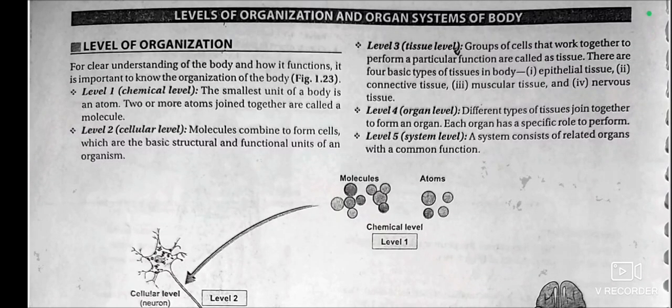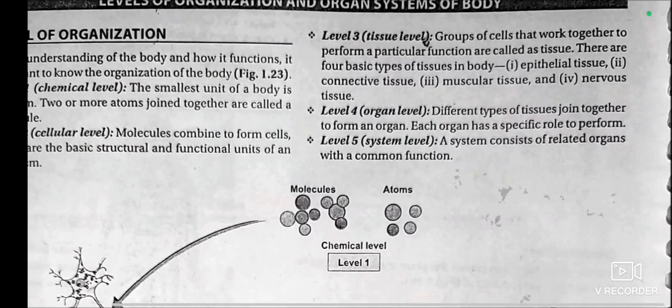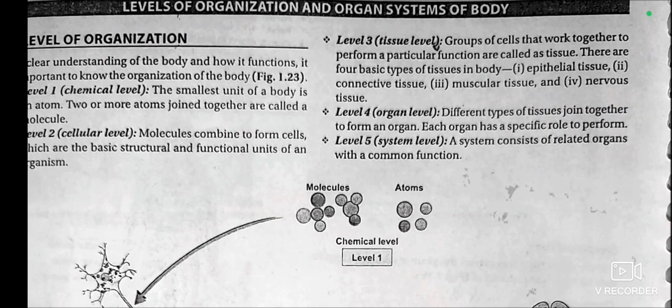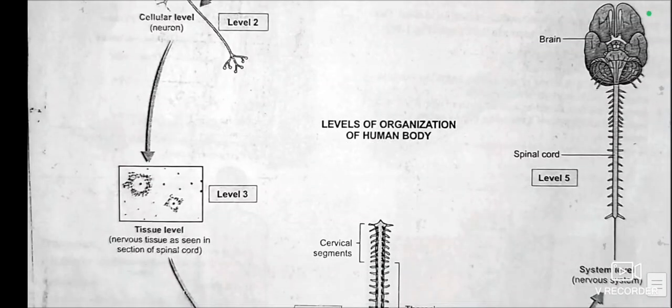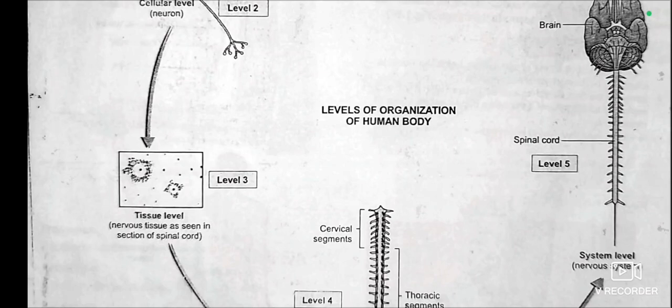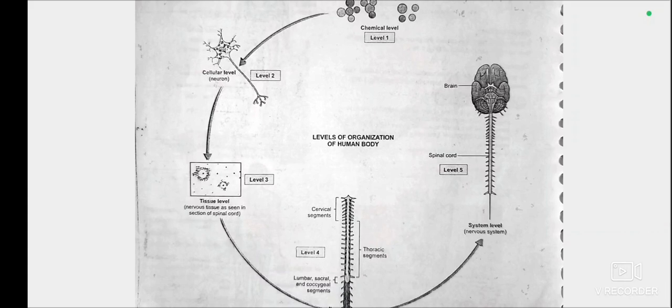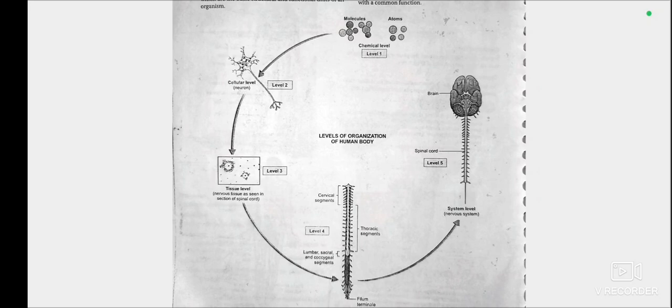The next level is level 3, the tissue level. A group of cells that work together to perform a particular function is called a tissue. You can see here a group of cells becoming a tissue, that is nervous tissue, as seen in the section of the spinal cord. Here we are seeing the organization of the spinal system or nervous system. You can see the spinal cord formation also.